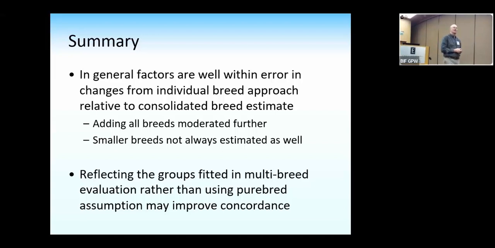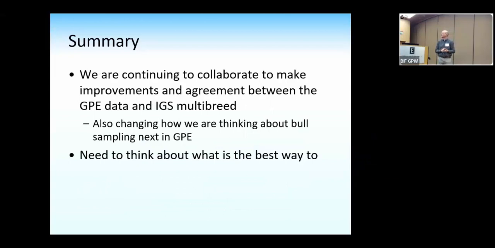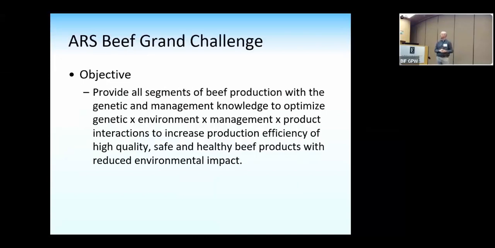So we'll try to do that and see what we can produce this year for the next iteration. And then reflecting breed groups fit in the multibreed evaluation, rather than using the purebred assumption that we have, might improve the concordance quite a bit. So that's my take home there. We'll continue to collaborate. I already said that, and we want to make this better. And we need to think about what the best way is to go forward.